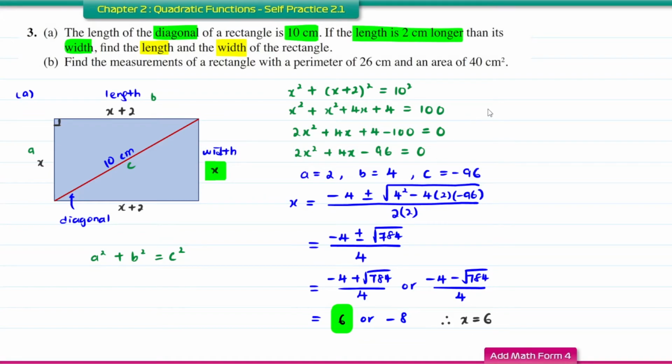Therefore, now we want to find the length. The length is equal to x plus 2. Now the x, we know that is equal to 6. So I'm going to substitute the 6 into the x here. Therefore, the length is 8 centimeters. And for the width, which is equal to x, straight away the answer is 6 centimeters.